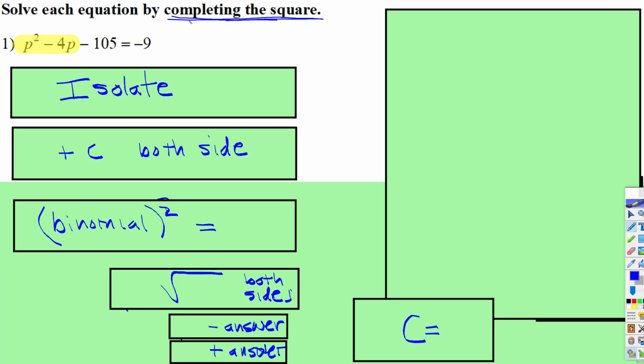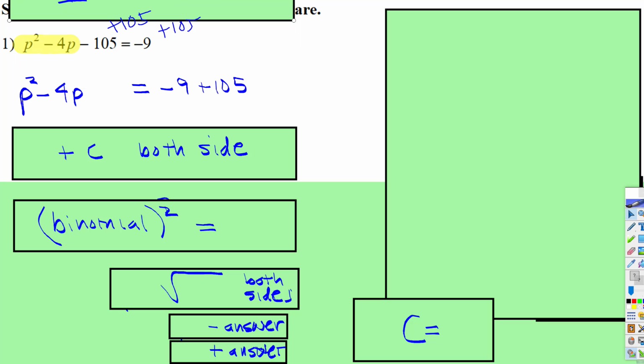The first thing that you want to recognize when you have a quadratic is that you want to get the p squared or the x squared and the bx by itself. You want to isolate those two terms. And so in this case, we would add 105 to both sides. That's how we'd get the first two terms by themselves. And then you're going to simplify that.